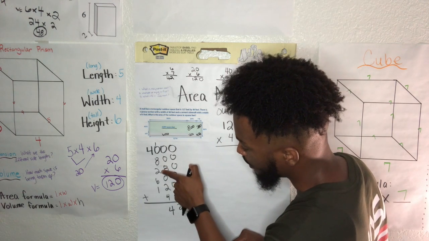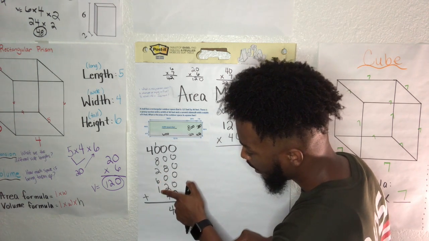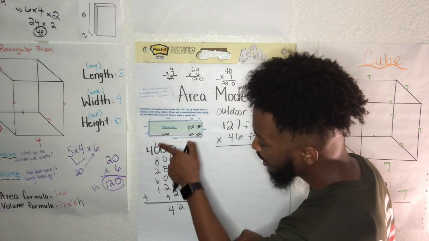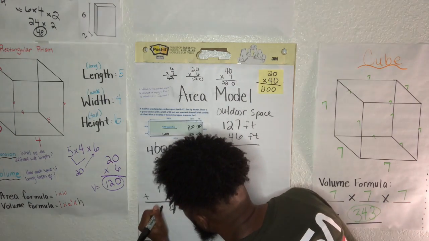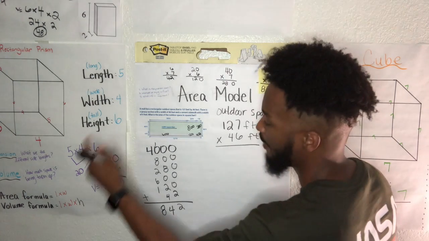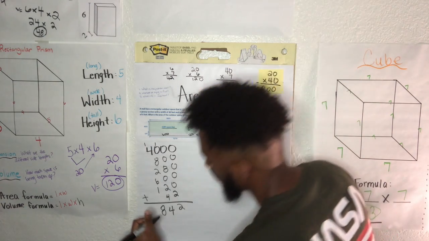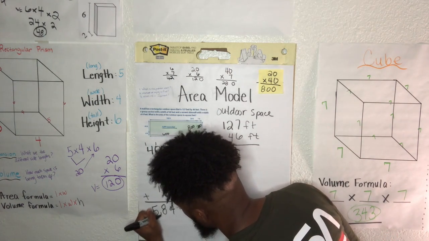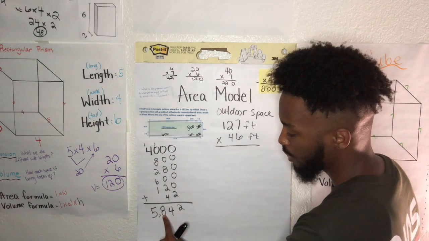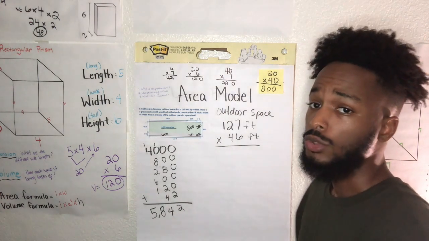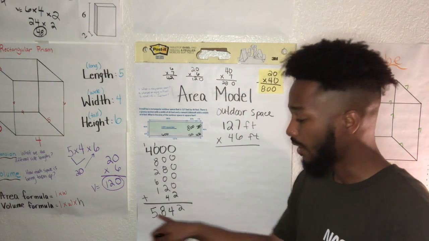I've got 8 plus 2 is 10, plus 6 is 16, plus 1 is 17, plus another 1 is 18. Don't forget about that little guy up top. I'm going to drop my 8 and carry my 1 for my 18. 4 plus 1 is 5. So my total area is 5,842.